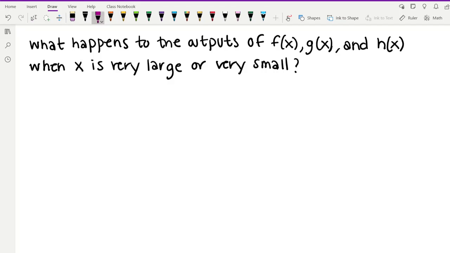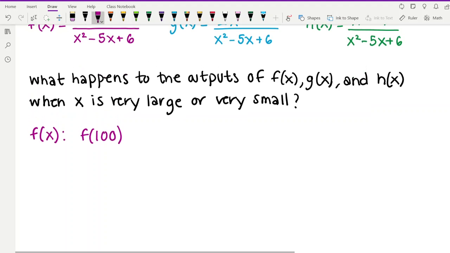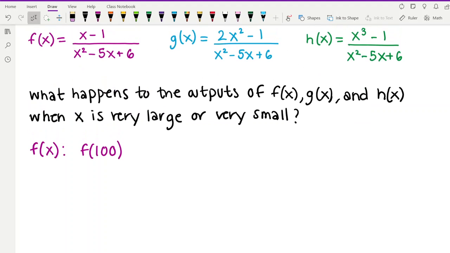Okay, so let's start with f of x. So what I want to try is first plugging in 100. I want to see what happens when we plug in 100, because that will give us kind of an idea of what happens when we plug in a big number. And then we'll also try plugging in 1,000 and then kind of use that to gauge the trend of where the function is going. So what does it look like if we plug in 100?